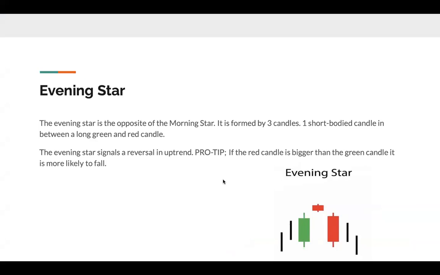Pro tip: if the red candle is bigger than the green candle, it is more likely to fall. That's with anything. They don't have to be the same size. I'm not saying like a bearish engulfing or whatever. I'm just saying if this candle is bigger than this one, then it is more likely for it to fall. So that's pretty much that. I think that was all for the candlestick patterns.